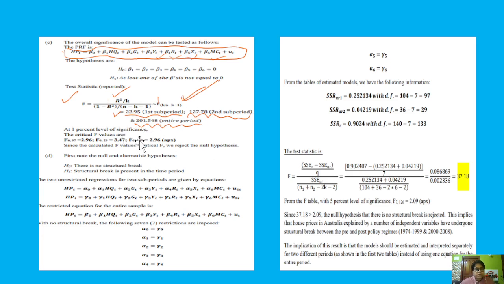So at 1% level of significance, you are finding the critical value of F, that is 6 degrees of freedom, 97 degrees of freedom, that is 2.96. For the second one, by the way, these 97 and 29 are derived from the values and the number of observations for those periods.